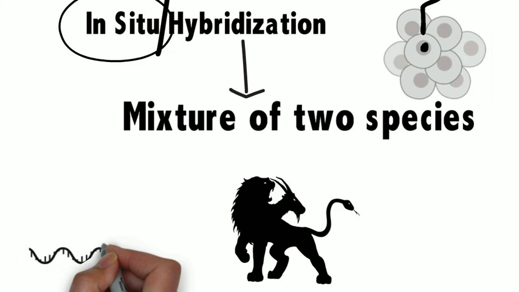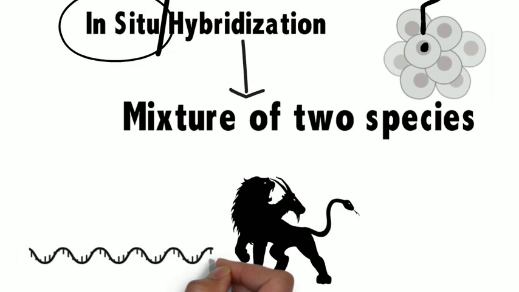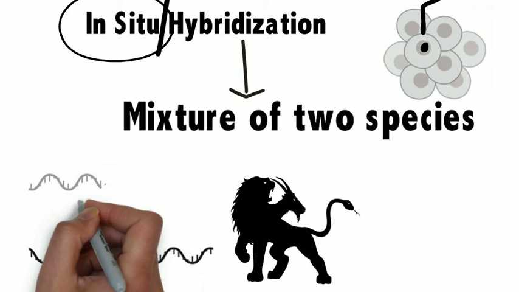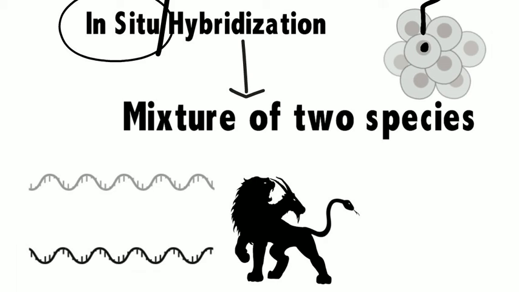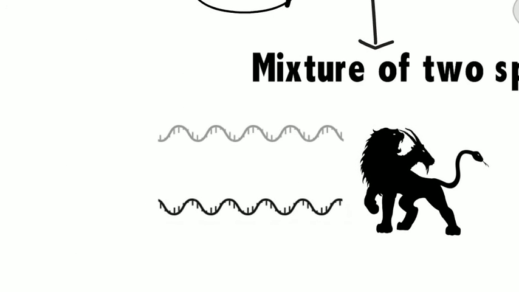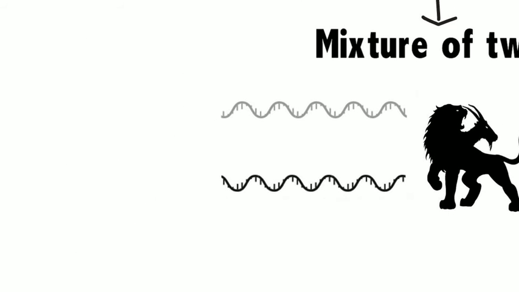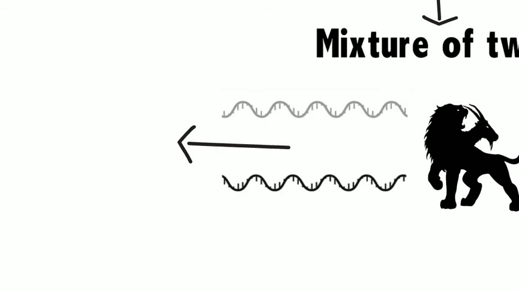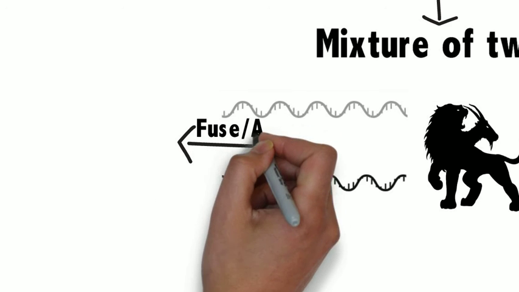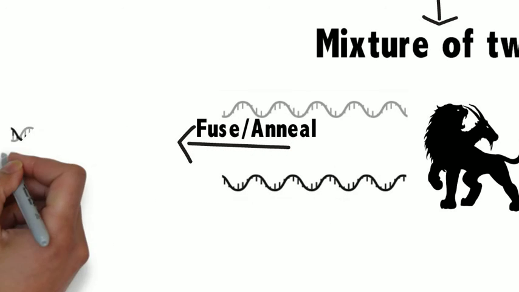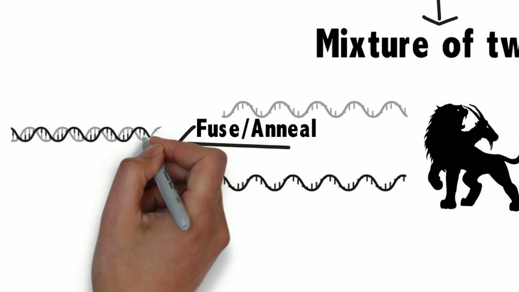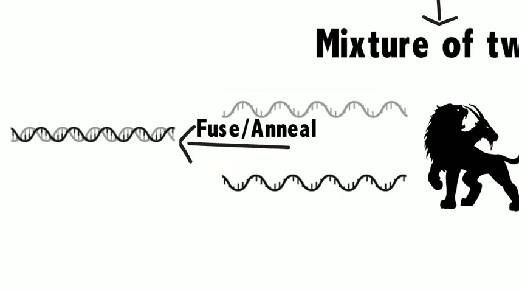chimera. The first component of our chimera in context of ISH is a string of DNA or RNA nucleotides of interest. The second component, also called the probe, is a string of nucleotides of RNA complementary to the nucleotides of interest. We let these two components fuse or anneal. The resultant is a double-stranded hybrid molecule.